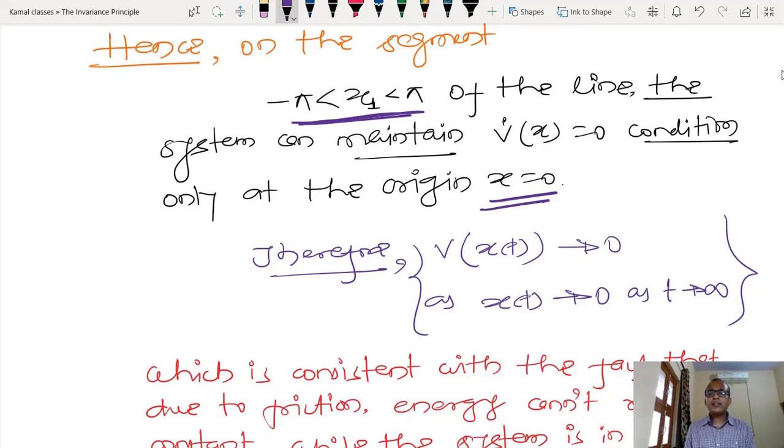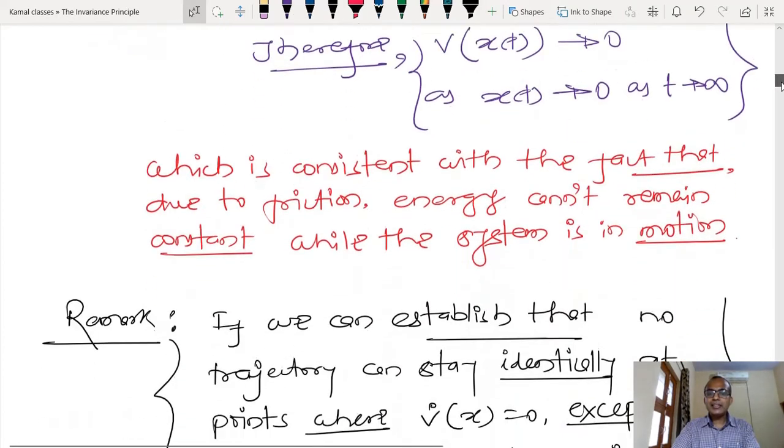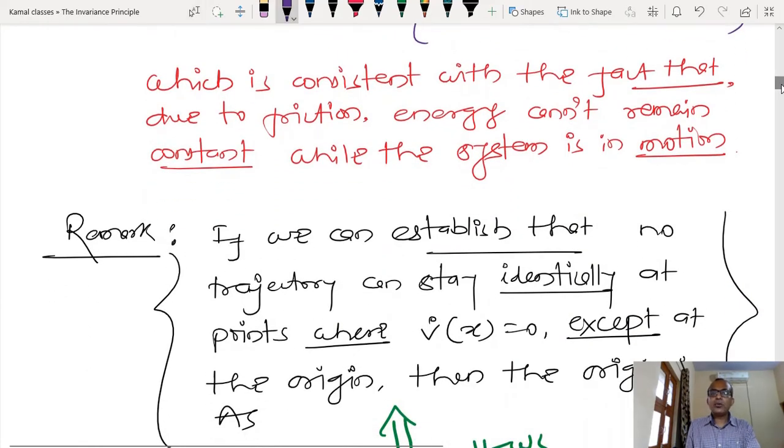Okay, and this fact remains consistent with the physical phenomena, that energy cannot remain constant while the system is in motion. Why? Because we have some kind of friction force. Okay, so now based on this particular motivational example, LaSalle has extended the idea.